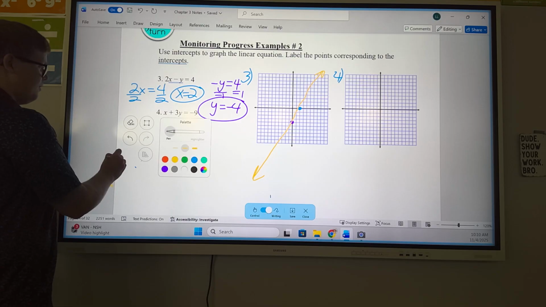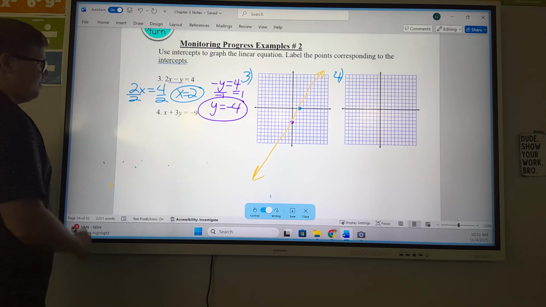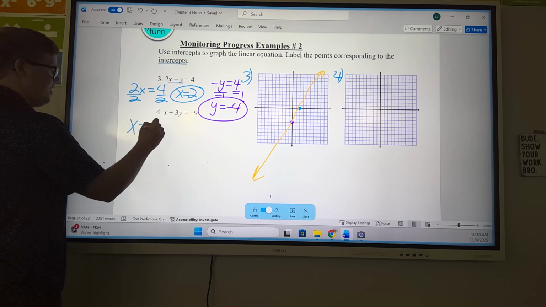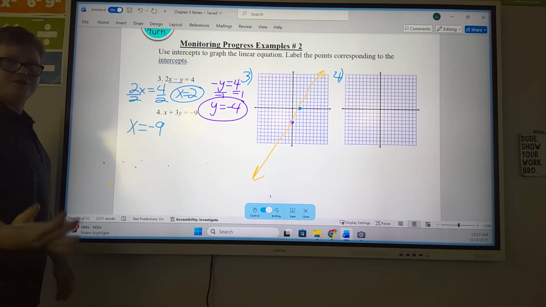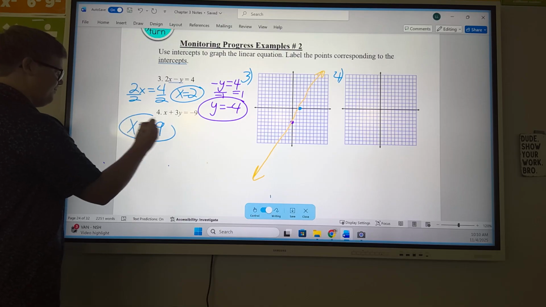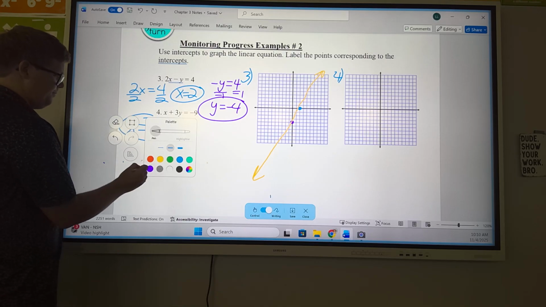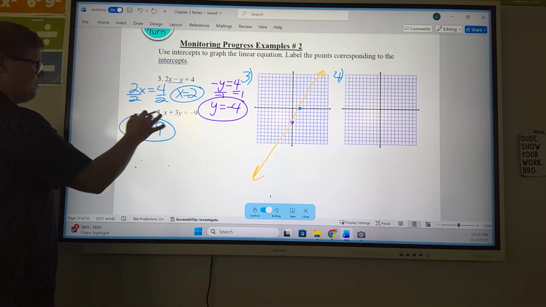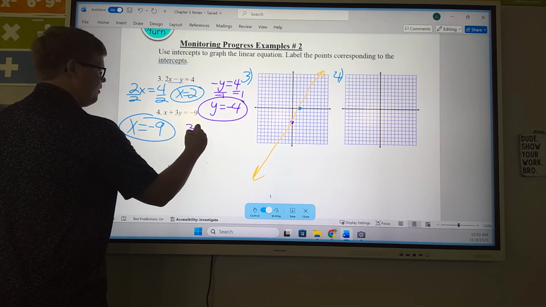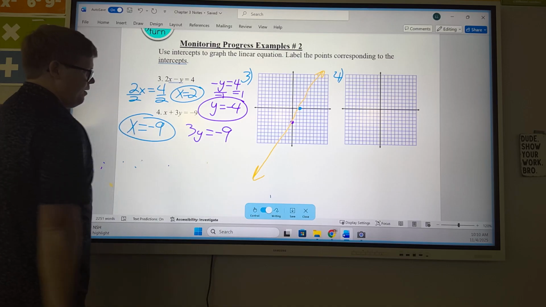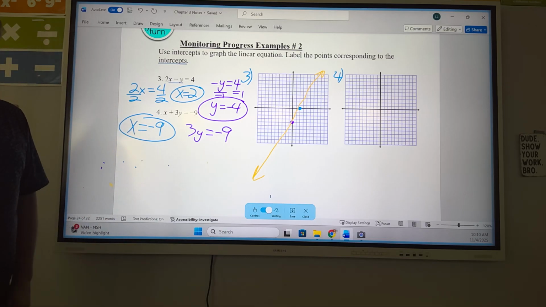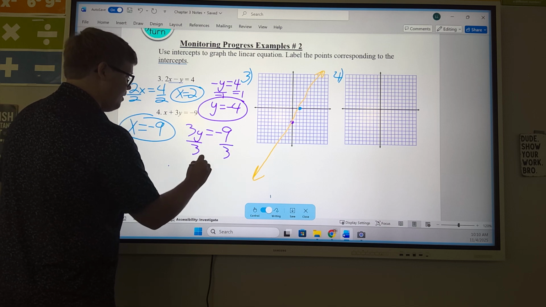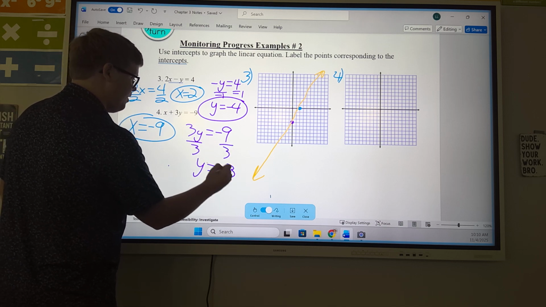We're going to solve 4. Our x-intercept, if we plug 0 in for y, we are left with x equals a negative 9. Nothing to solve. Our x-intercept's already done for us. Pretty simple. Okay, now we're going to do our y-intercept. Put 0 in for x, we're left with 3y equals a negative 9. In order to solve for our y-intercept, we need to divide by 3. Y equals a negative 3.